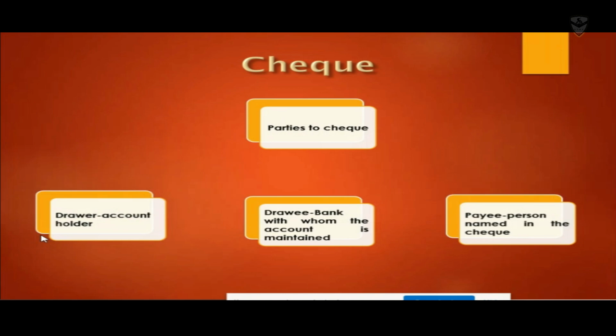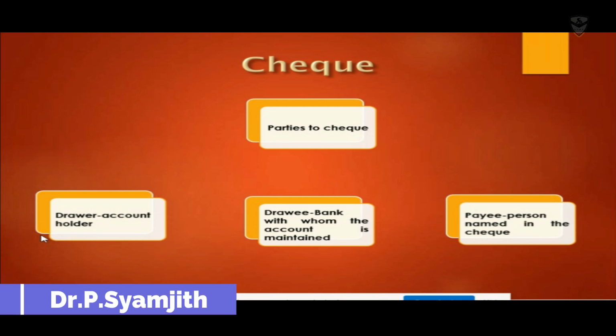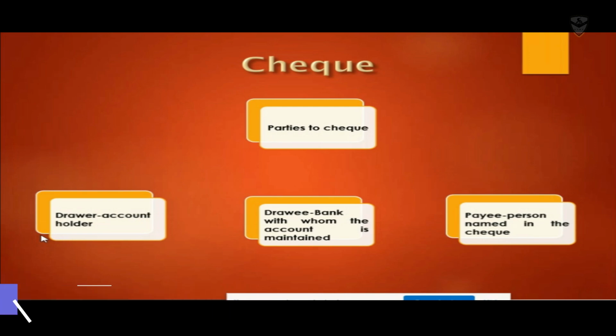One is a drawer. The person who is an account holder is called the drawer. Suppose a person is having an account with the State Bank of India, he is the drawer. The drawee is the bank with whom the account is maintained. Suppose he is having an account with the Canara Bank, so the bank which is holding the account is called the drawee bank. And payee is the person named in the check. So payee means the beneficiary whose name is mentioned in the check. So these are the three parties to a check.